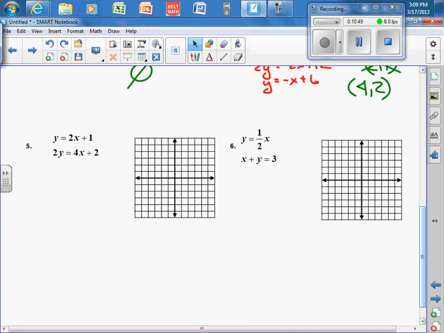In number 5, y is equal to 2x plus 1. Should be fairly simple. Starting at positive 1, rise 2, run 1.